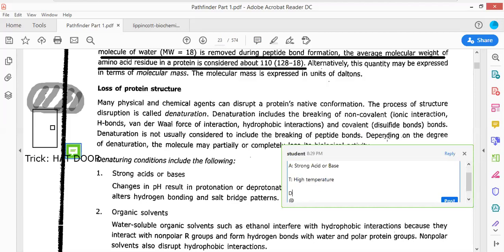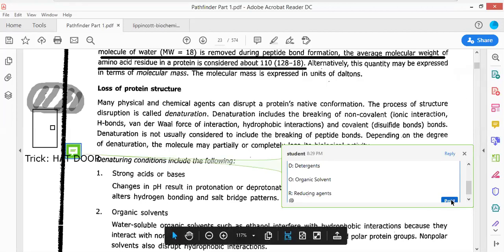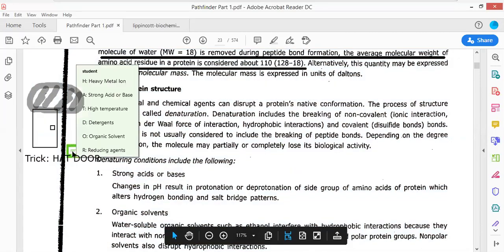E means use of detergents. O means organic solvent. R means reducing agent. Now these are the different compounds that cause the destruction in the structure of protein.